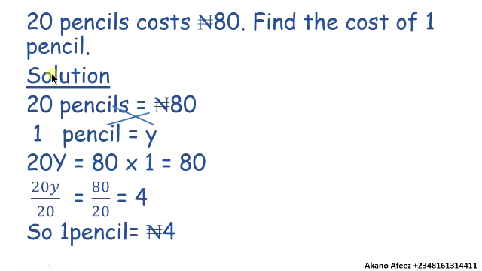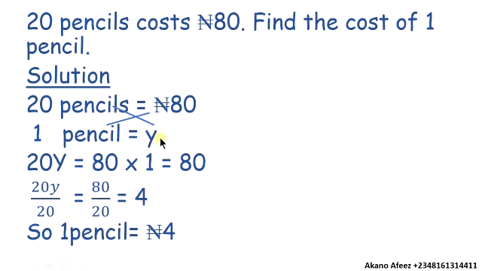The second example here: 20 pencils cost 80 naira. Find the cost of 1 pencil. Same thing. Translate it into a mathematical statement. 20 pencils equals 80 naira. Find the cost of 1 pencil. 1 pencil, you write it here, 1 pencil equals, represent the amount with a letter.